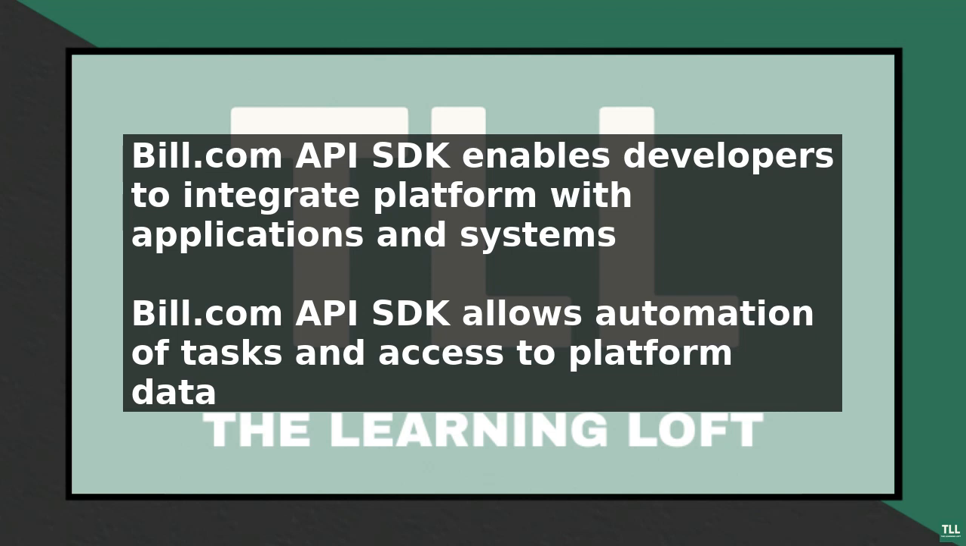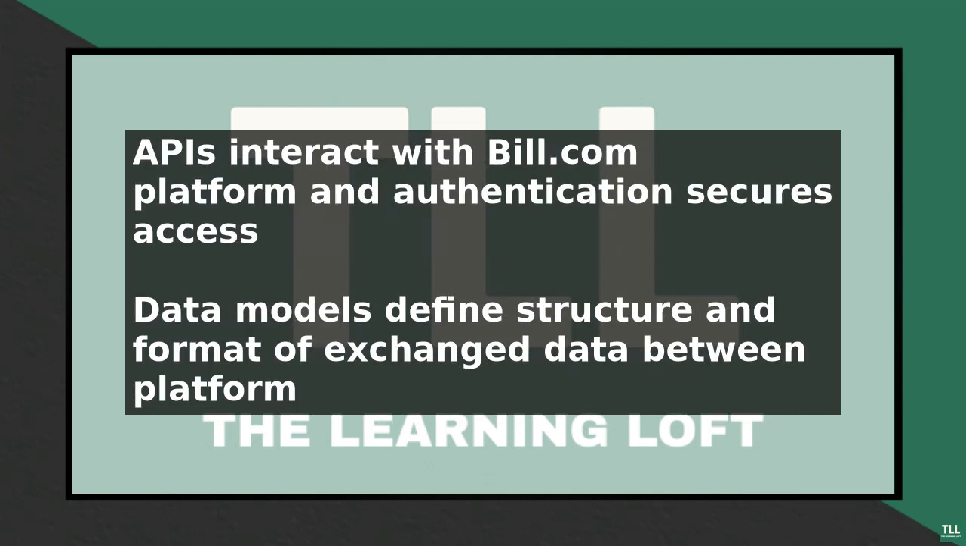the Bill.com platform. Key concepts. The Bill.com API SDK is built around a set of key concepts, including APIs, authentication, and data models. APIs, or application programming interfaces, are used to interact with the Bill.com platform, while authentication is used to secure and authorize access to the platform. Data models define the structure and format of the data exchanged between the platform and the integrated application.